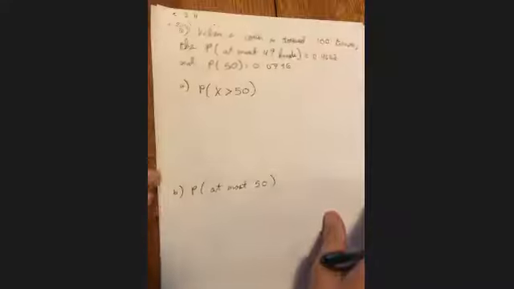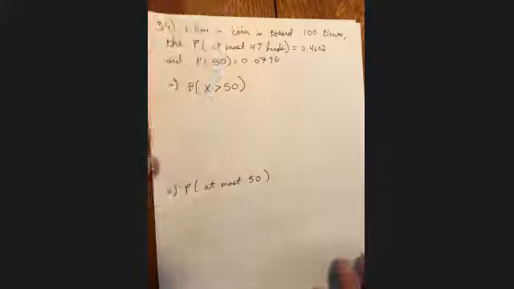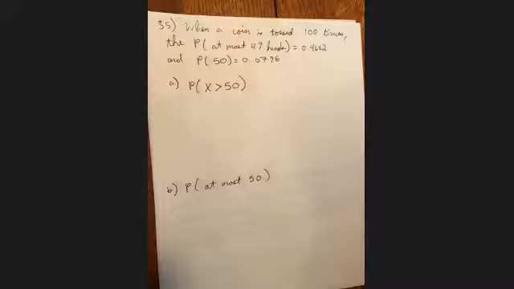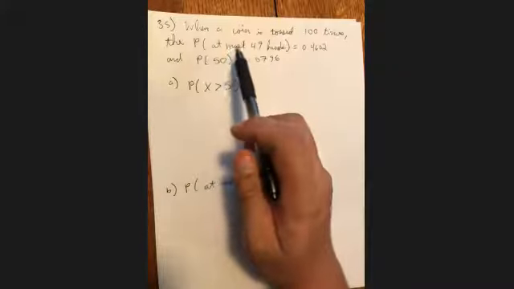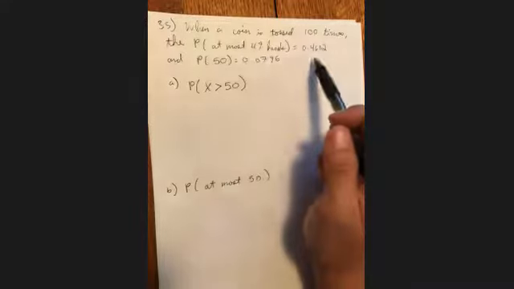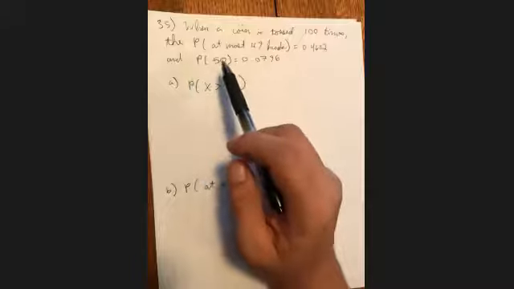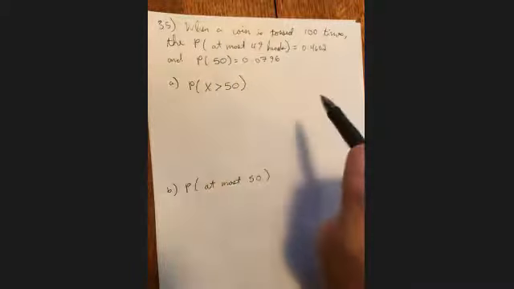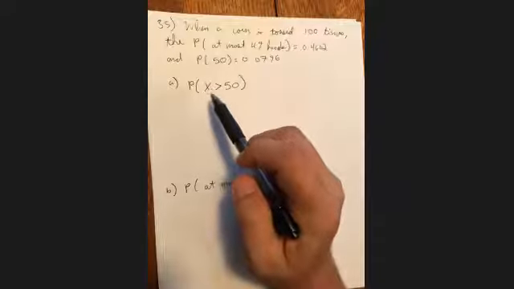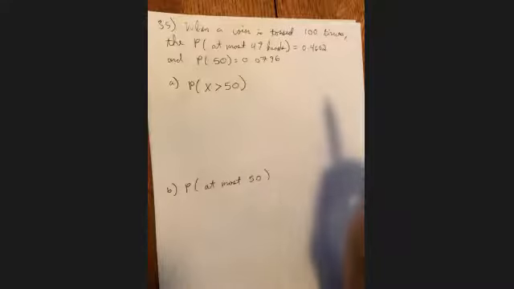Okay, last example from section 7.3. Here, this is number 35. Here we're tossing a coin 100 times, and we're told that the probability of getting at most 49 heads is 0.4602. We're also told that the probability of getting exactly 50 heads is 0.0796. Now we're asked to find the probability of getting more than 50 heads.